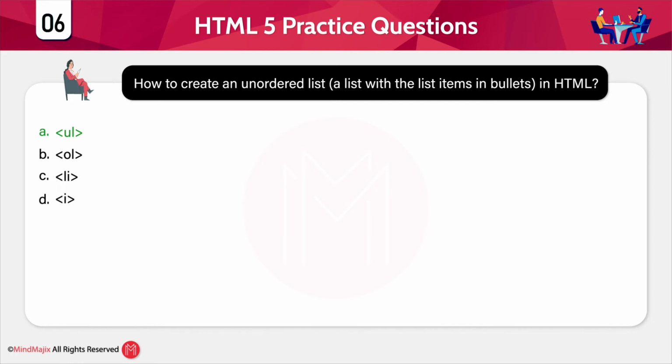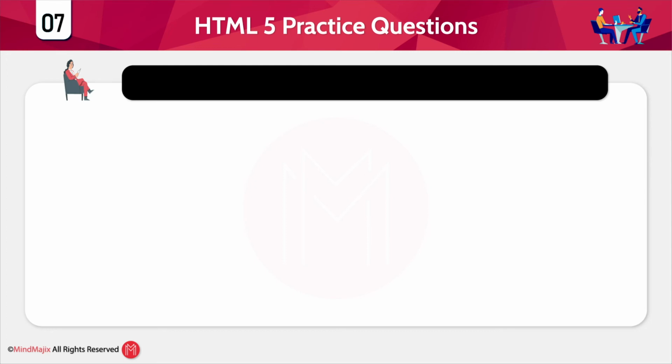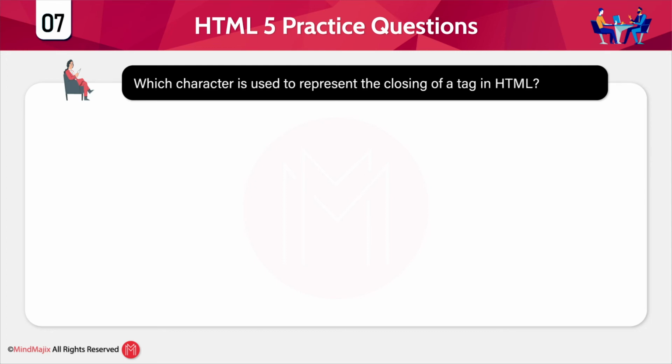What is the answer for the sixth question, guys? UL tag. Sixth is A. The next question is: which character is used to represent the closing of a tag in HTML? Forward slash, right? This is backward slash, this is exclamation mark, and this is forward slash. What's the answer for the seventh one? It is C, guys. Forward slash followed by the tag name.